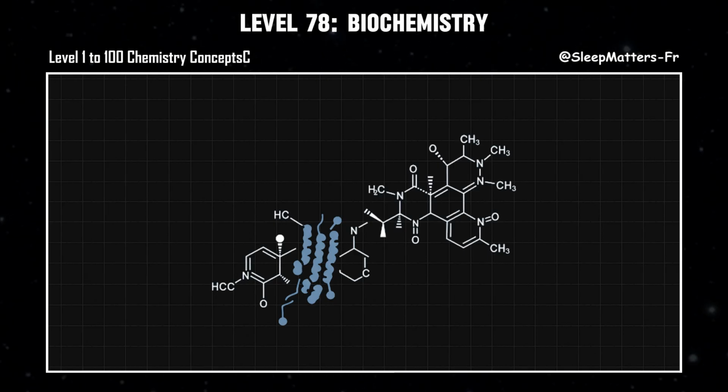Imagine your body as a city, and biochemistry is the network of roads, power lines, and communication systems that keep everything running. When you eat a piece of bread, biochemistry is the process that turns it into energy. When you breathe in oxygen, biochemistry is how your blood takes it to your cells. It is how your muscles move, how your eyes see, and even how your thoughts form.